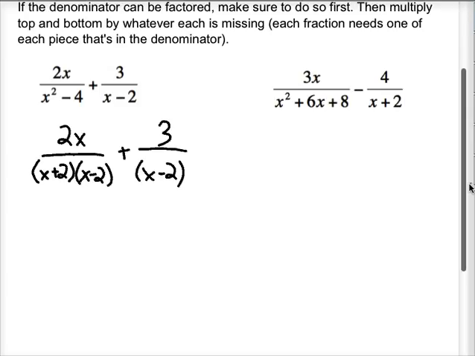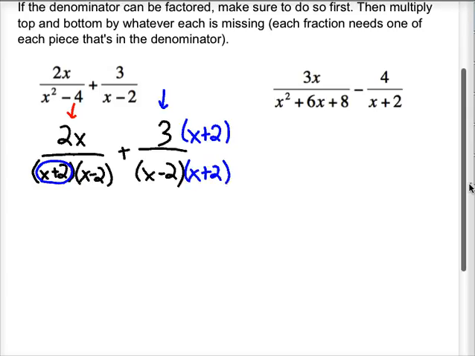So this first one, there's nothing that the other fraction has. There's nothing that the 3 over x minus 2 has that that one does not have in the denominator. It already has the x minus 2 from the other piece. Now the thing to note, this one is the one that's missing something. It's missing this x plus 2. So because it's missing the x plus 2, that's what you need to multiply by.